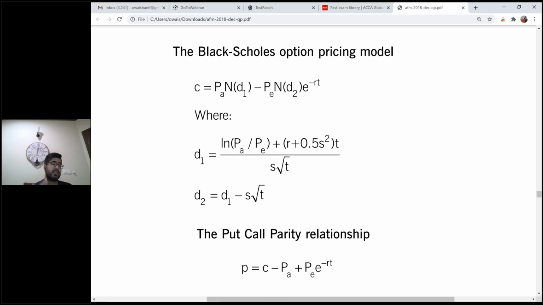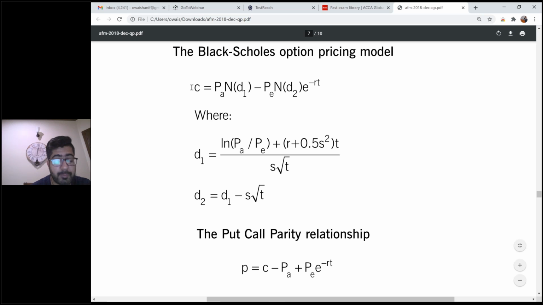How is this premium computed? It's computed through BSOP, through a formula. BSOP has to compute premiums for two options: one is the call option, the other is the put option. So how do we compute the value of a call option, and how do we compute the value of a put option? BSOP has formulas to find the value of both.